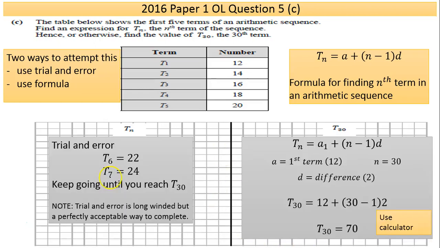I think in my working, I haven't actually given the expression distinctly and clearly. What I've done on one side of it is I've used trial and error to go up and find the answer. Long-winded. The more elegant way is to use your formula and plug your numbers in. In the formula, a is the first term, which is 12. n is the term you're talking about, which in this case is 30. And d is the difference between each one, which we said was 2.